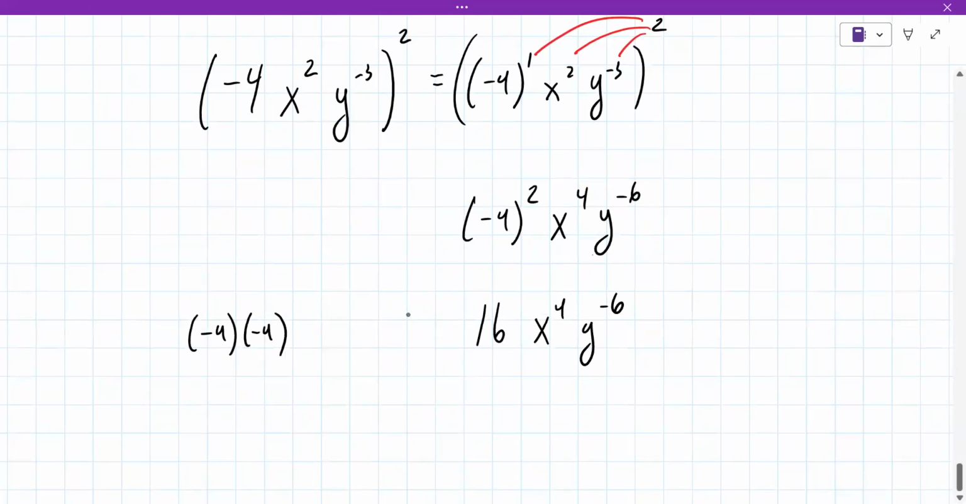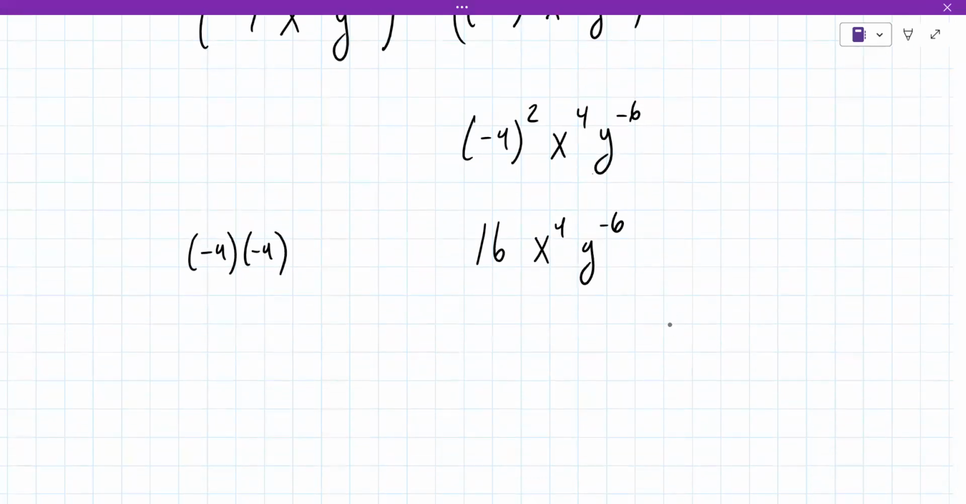Now, from an earlier problem, how can we rewrite y to the -6? 1 over y to the 6. Good. And so how would you rewrite this? Tell me what goes in the top, what goes in the bottom. 16x to the 4th, and on the bottom? y to the 6th. Good.